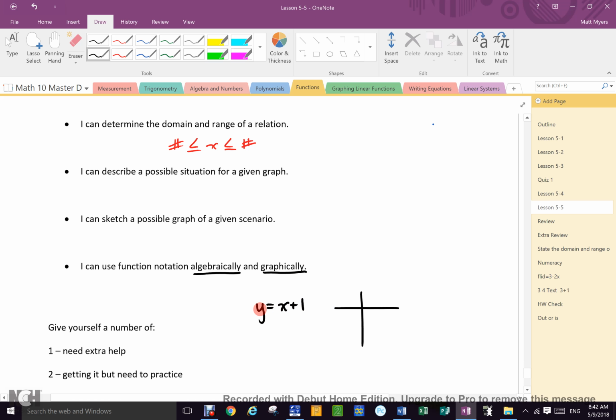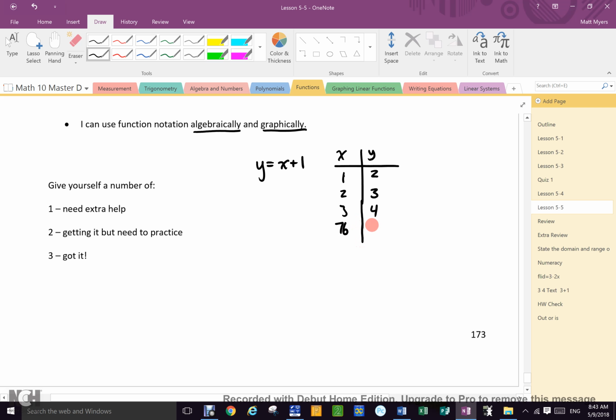Okay. What if X was 76? What's Y? 77. What if Y was 802? What would X be? Why? Because I'd put 802 in there. It would be X plus 1. I'd minus 1 minus 1. 801 would equal X. Do you understand that?